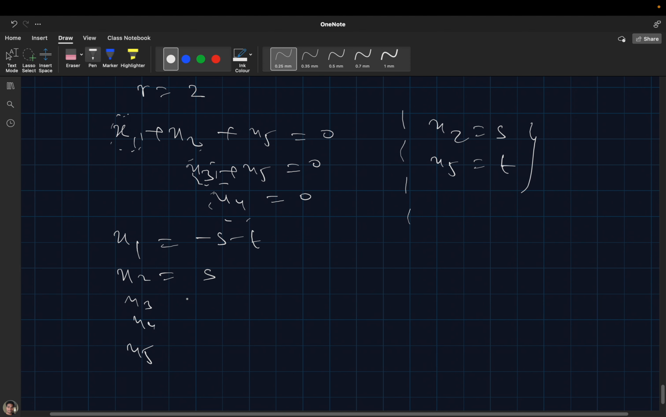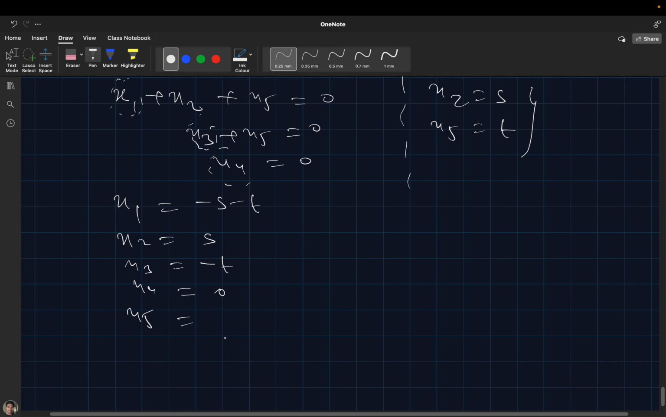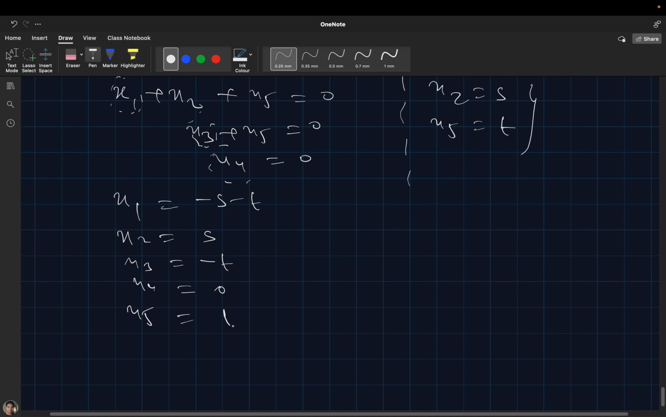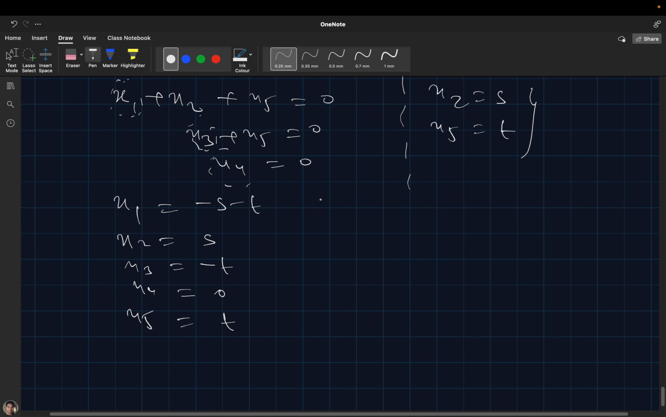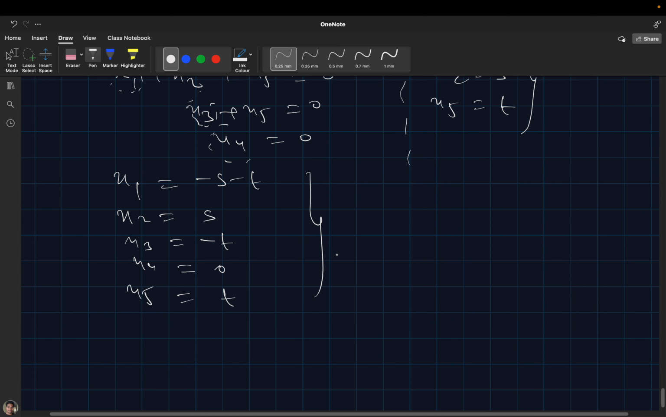What is x2? That is directly s, because at that position you have substituted s. What is x3? Minus t. What is x4? 0. And x5 is t. Okay, so you can see that there are infinitely many solutions.